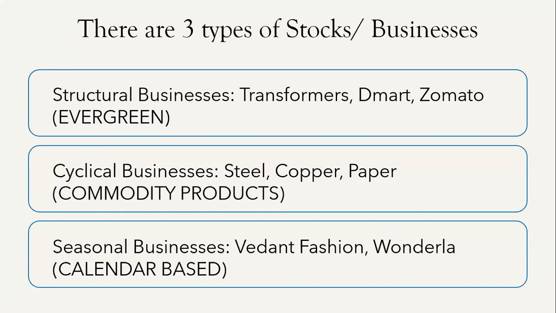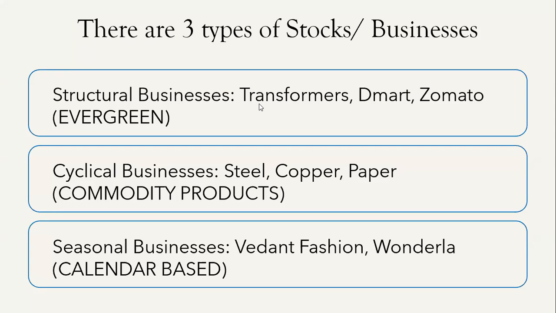Now my question: why are cyclical businesses cyclical in nature? See, cyclical businesses are commodity in nature. Paper is paper, steel is steel, metal is metal. Everyone's metal is the same. Therefore, these are perfect competition businesses. Anyone who has read economics knows that in perfect competition, the producer has no pricing power, because the product is a commodity.